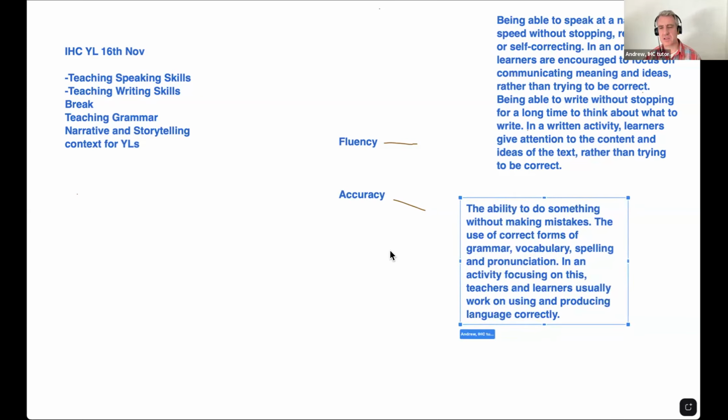So let's start with speaking skills. Now, any terminology that comes up, you can check in the chat. In the chat, I'm putting the TKT glossary, yeah?